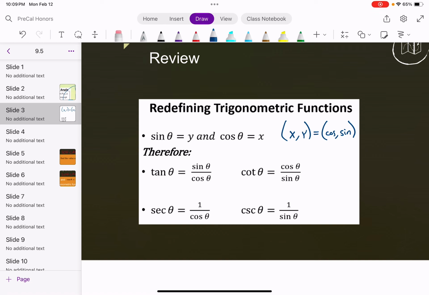Something else to keep in mind is that tangent of theta is equal to sine over cosine. Our cotangent, remember, is the inverse of tangent, which means instead of sine over cosine, we're going to have cosine over sine. Secant and cosecant, keep in mind, are the inverses of cosine and sine. So when we are looking at secant, we would say 1 over cosine, and cosecant of theta would be equal to 1 over sine theta.